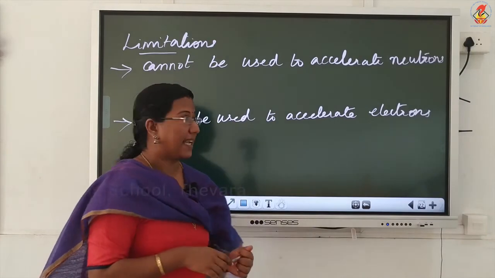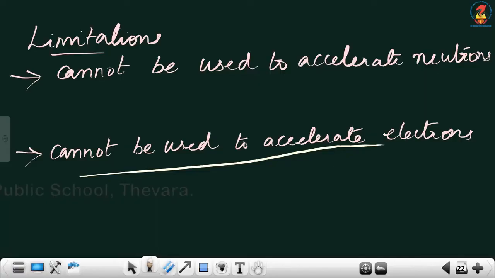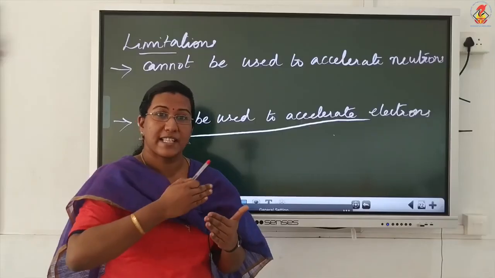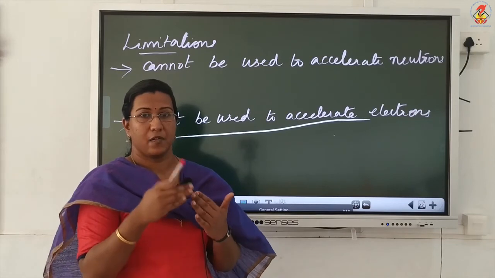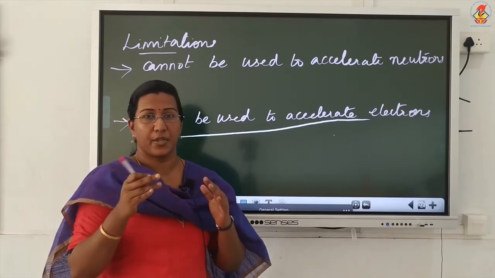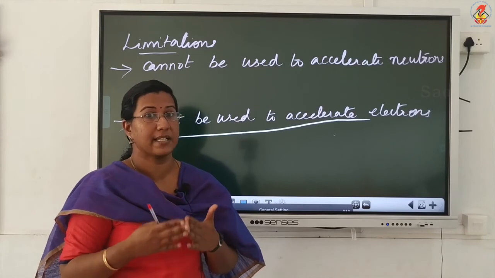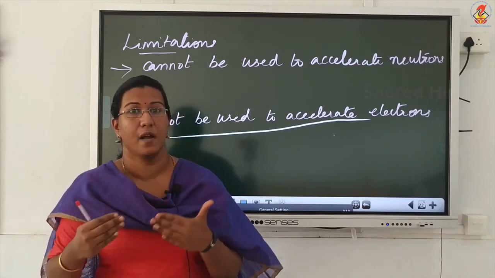And also, it cannot be used to accelerate an electron because an electron has a lower mass. So, the particle won't be able to execute a circular path in the dee. It will move away from that circular path. So, you can never use a cyclotron to accelerate an electron because of its lesser mass.